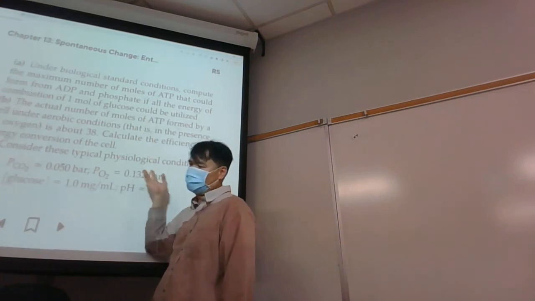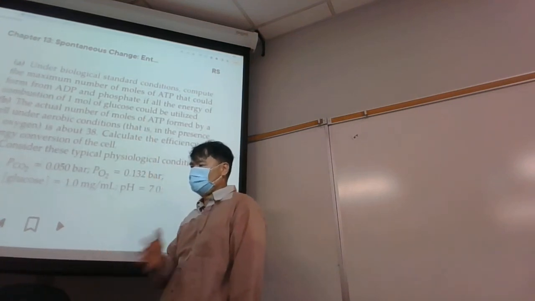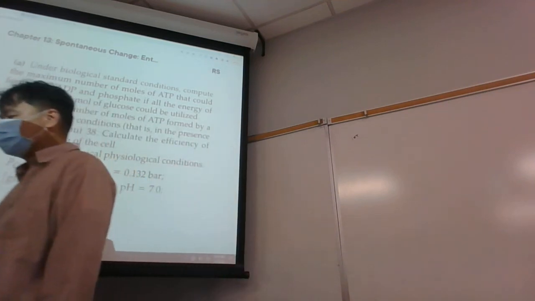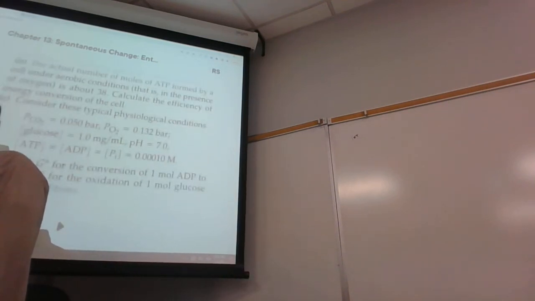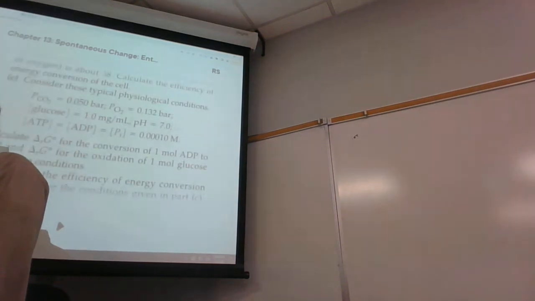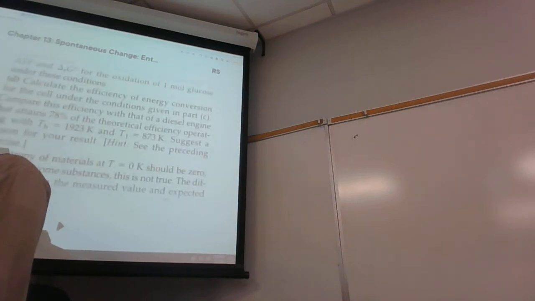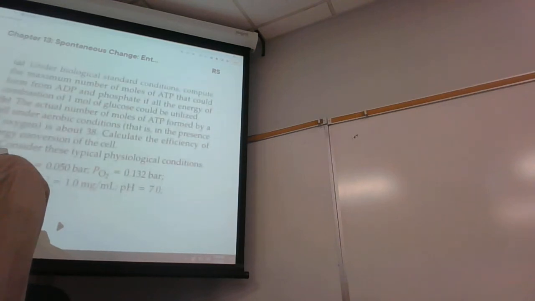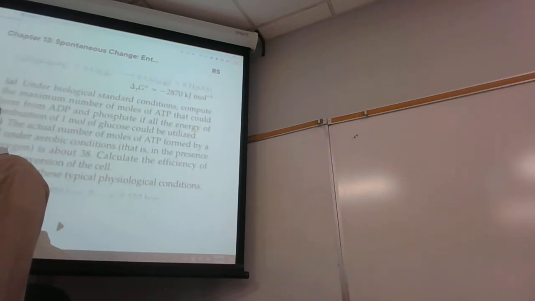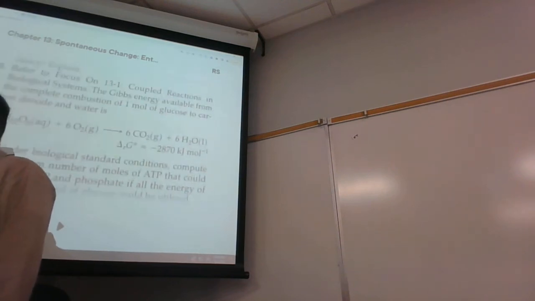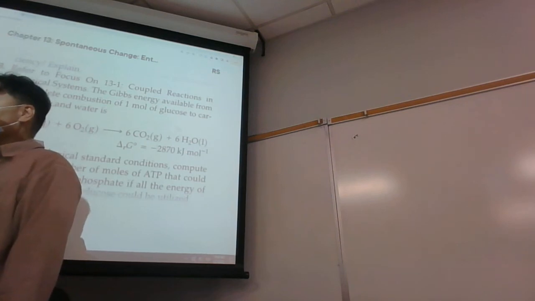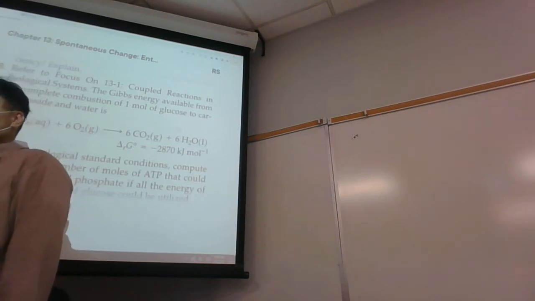And where did the other energy go? Well, probably the other energy went to heat, which is also important. And then consider these typical physiological conditions. And then we have this delta G naught prime, and you should just be aware of that. So this problem you don't have to do in detail. The last two problems here, this is what I think I said in the Zoom, but it might have gotten cut out. These last two problems are just kind of read it and look at it. And that's about it. Just read it. Think about it.